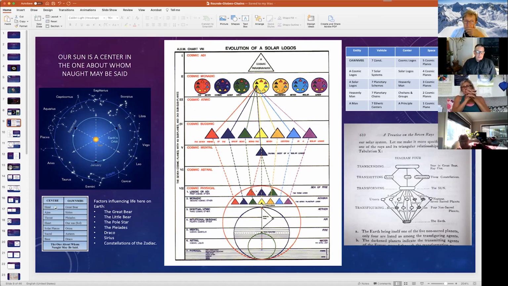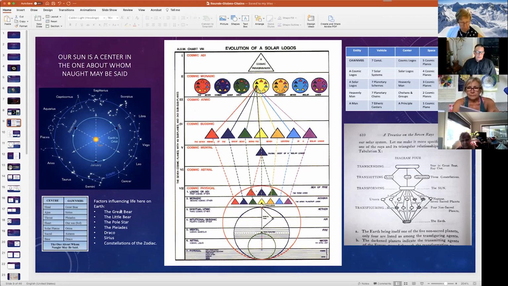These are all relative centers in the One About Whom Naught May Be Said. The Great Bear is the head, Sirius is the Ajna center, Pleiades is the throat center, our sun is supposedly the heart center, Orion is said to be the solar plexus, Antares is said to be the sacral center, and Draco the base center.